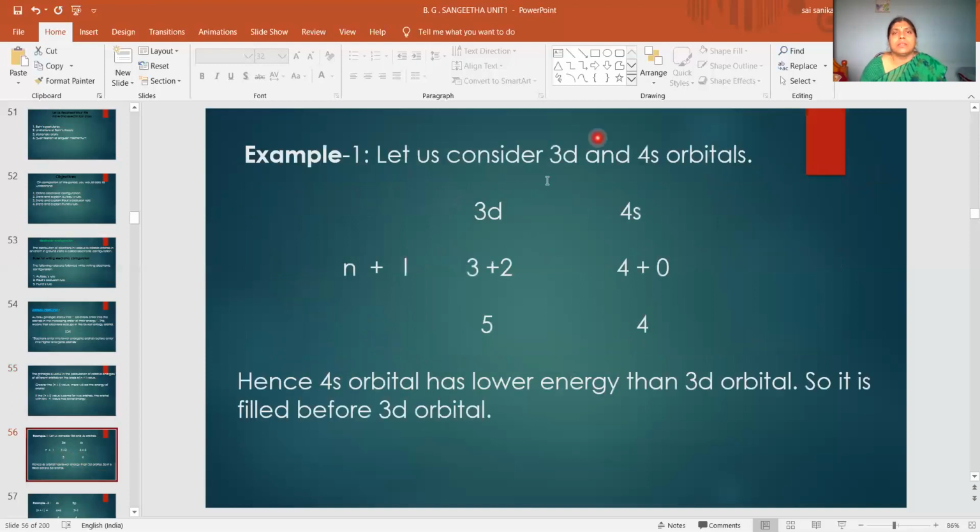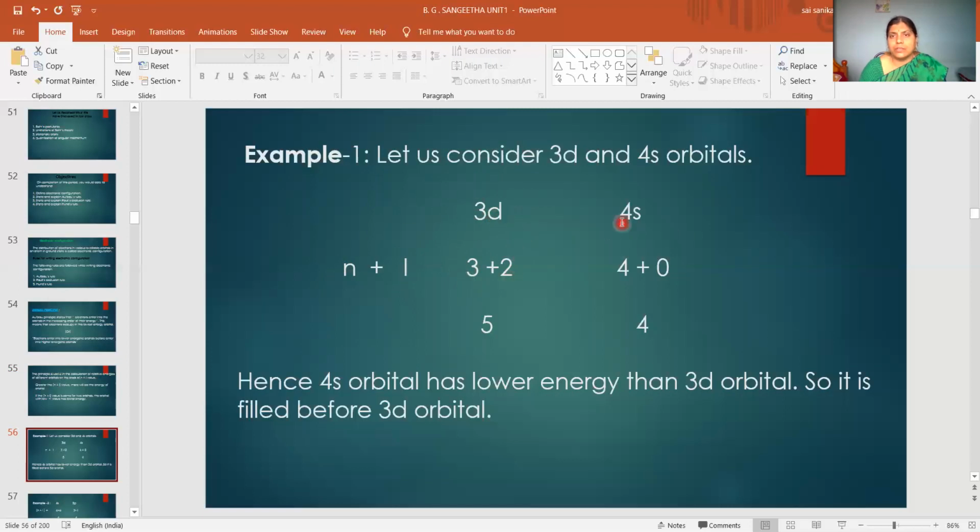So example 1. Let us consider 3d and 4s orbitals. For these two orbitals, we will find out the n plus L value. Here n indicates this digit and L indicates this letter. So n is equal to 3, and L is equal to 2.